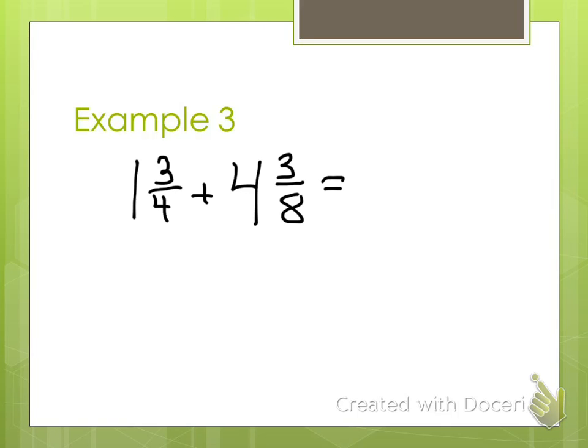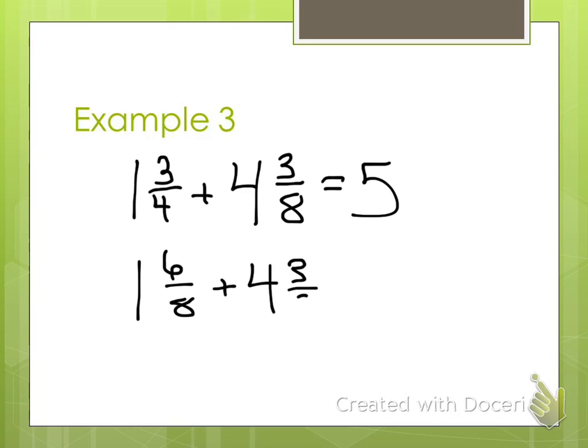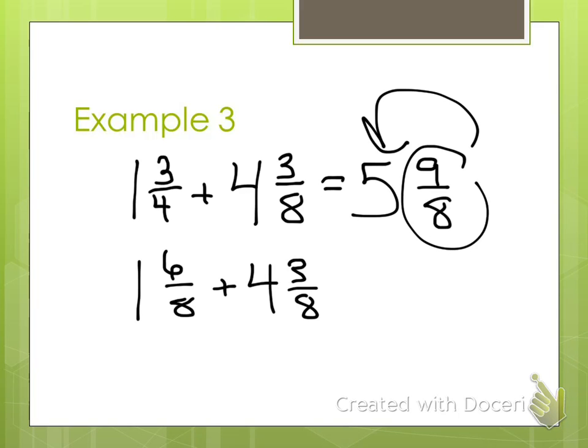All right, now I want you to practice one. Let's do 1 3/4 plus 4 3/8. All right, Alicia, what's the answer? Very good. All right, so when you do 4 plus 1 is 5. And then we do need our LCD, so this should be 6/8 plus 4 3/8. So you get 5 and 9/8. But then you have an improper fraction, so you need to add 1. So your answer ends up being 6 and 1/8.